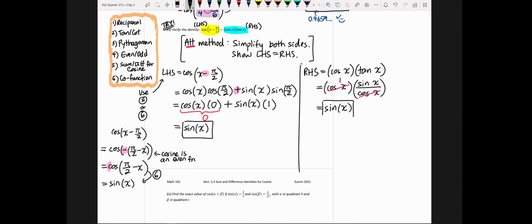Thank you, Jimmy. And so since both sides, left side and right side, simplify to the same expression, we have now completed our proof, and we've shown the left side and the right side are equivalent. Are there any questions before we move to our final page to wrap up section 3.3?